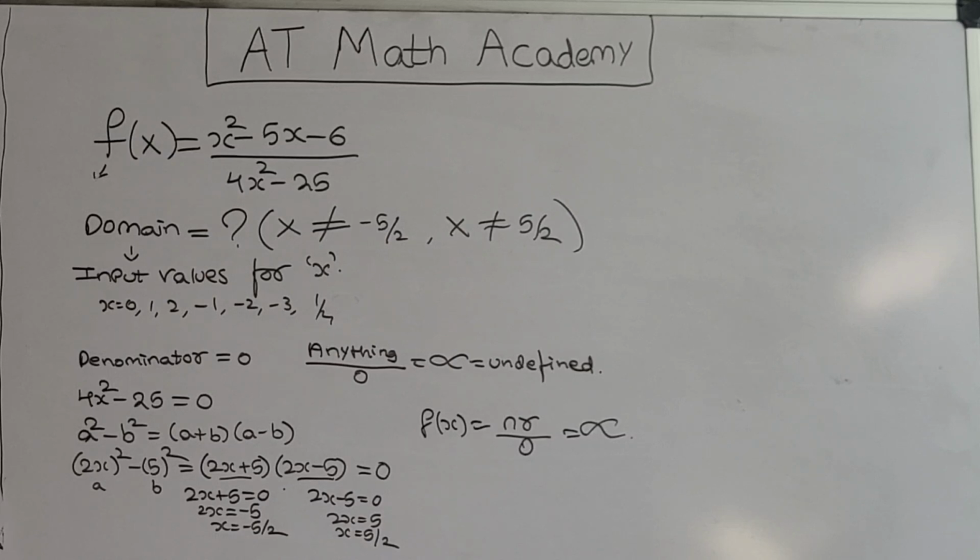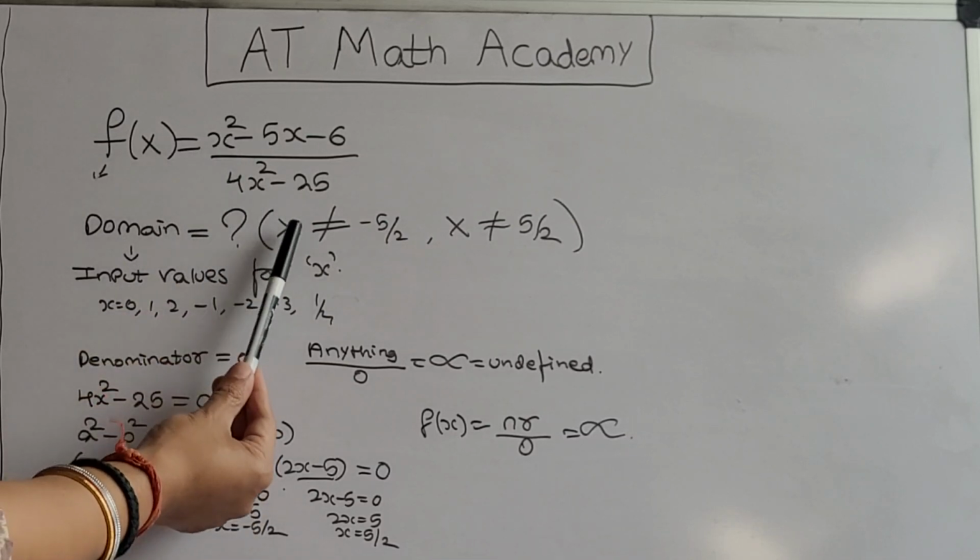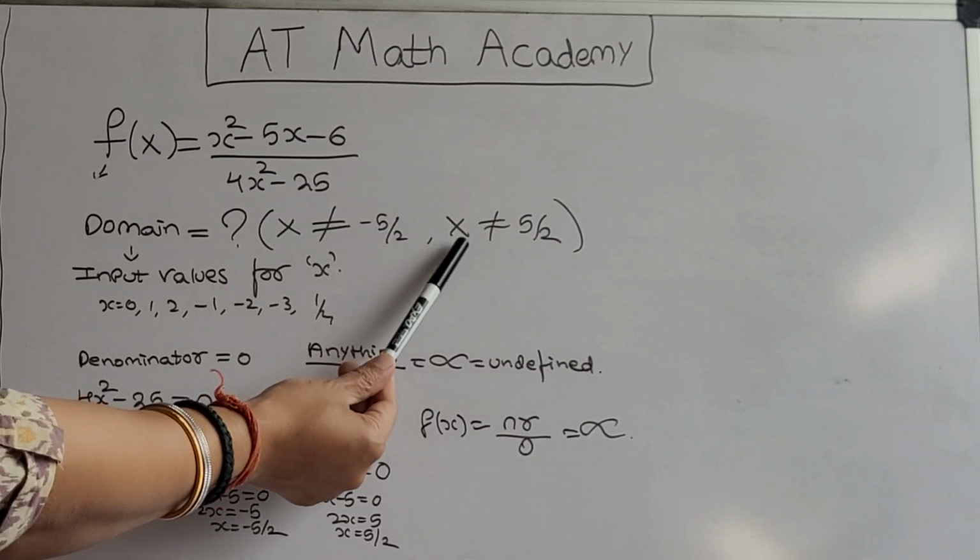So this is how you solve for the domain of the function. We should take the denominator and equate it to 0 so that the function value becomes undefined, and we'll be taking a rule that x can have any values other than the values for which the denominator is becoming 0. So domain for this function is x not equal to minus 5 by 2 and x not equal to 5 by 2.